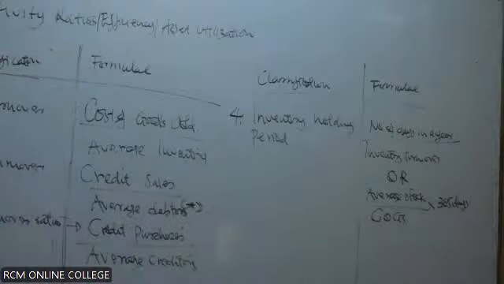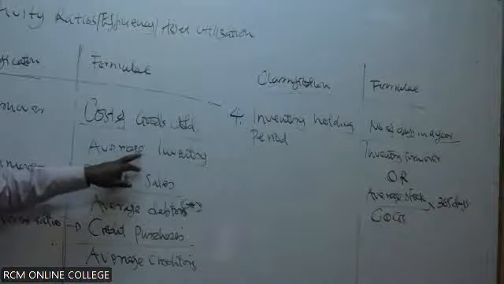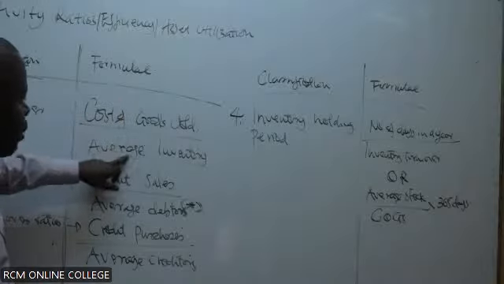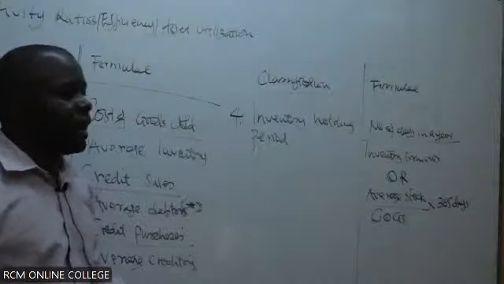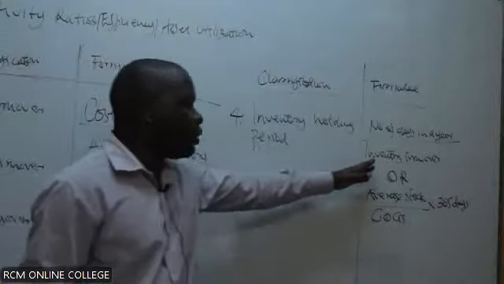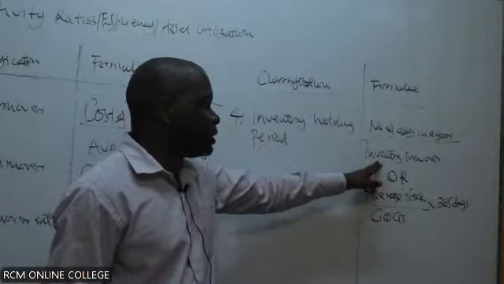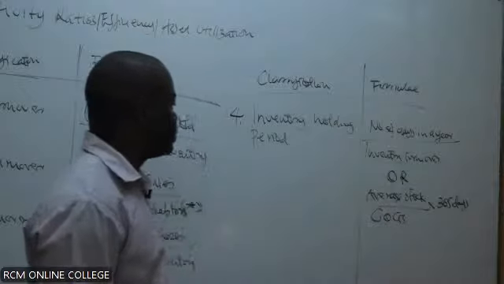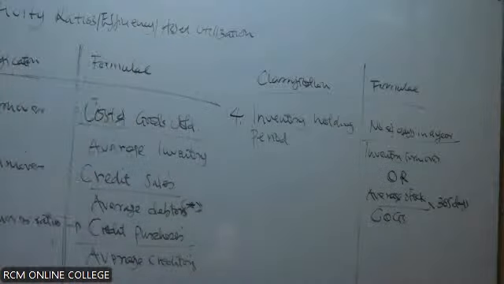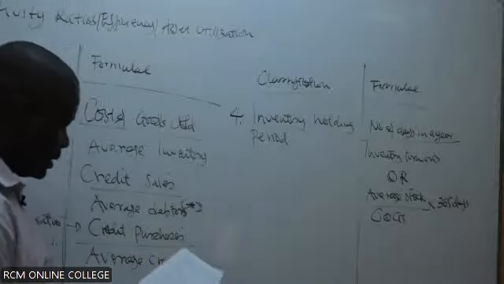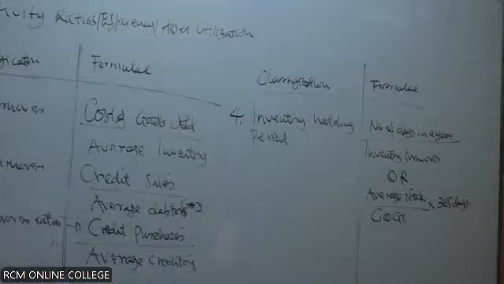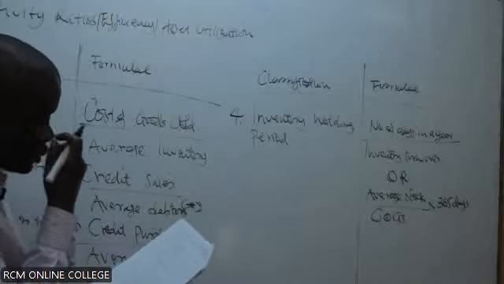But what I've given you as an idea: you reverse this formula. This one goes up, this one goes down, then you multiply by 365. It's just the same as this one. When you do expansion in mathematics, you'll get this one. So that's how you get the inventory holding period. There's another one, in relation to receivables turnover ratio. There's what we refer to as the receivables collection period.